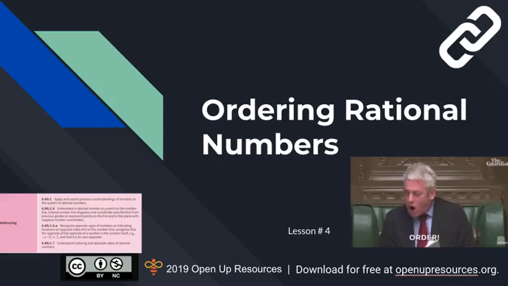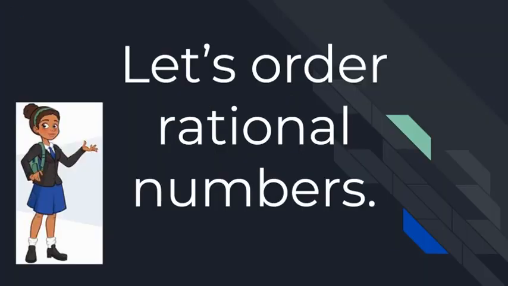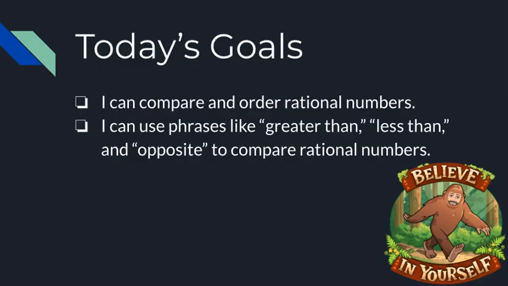Ordering rational numbers, lesson 4. So we're going to talk about and order some rational numbers, or I cans. I can compare and order rational numbers. I can use phrases like greater than, less than, and opposite to compare rational numbers. So make sure you have today's date, your I cans, page number, and you are ready to move on.